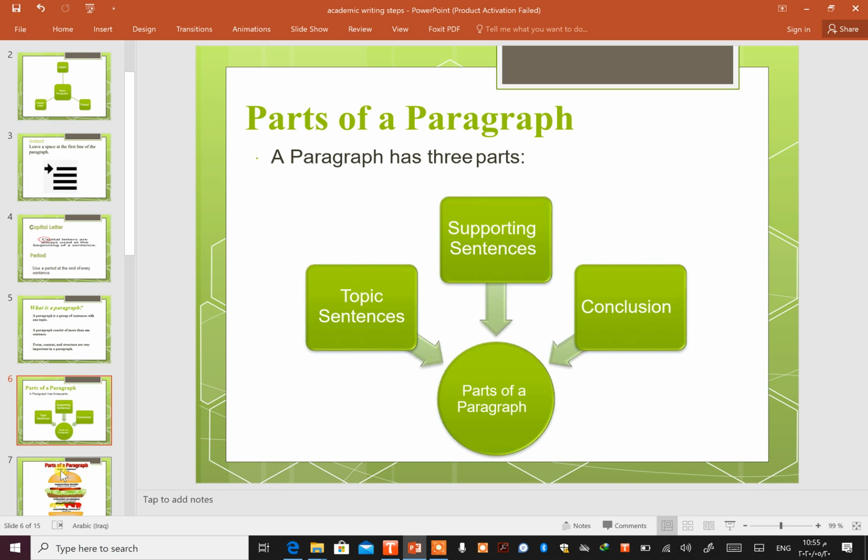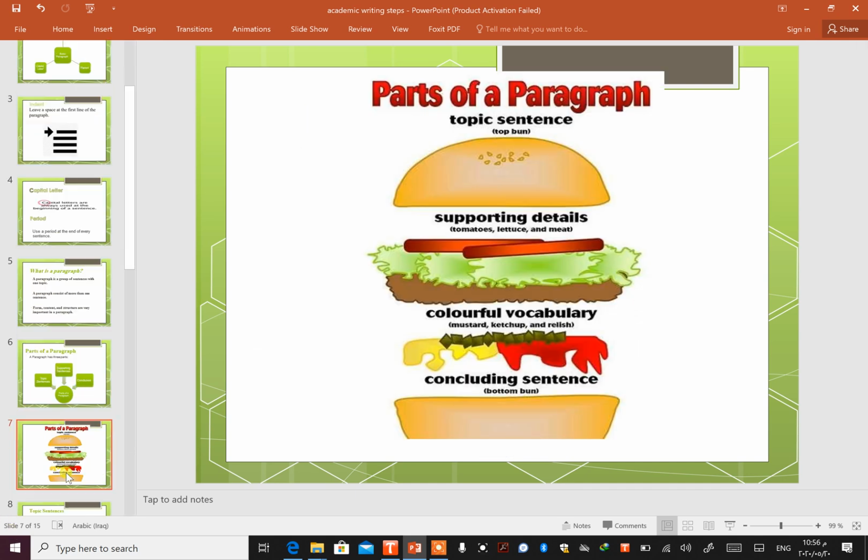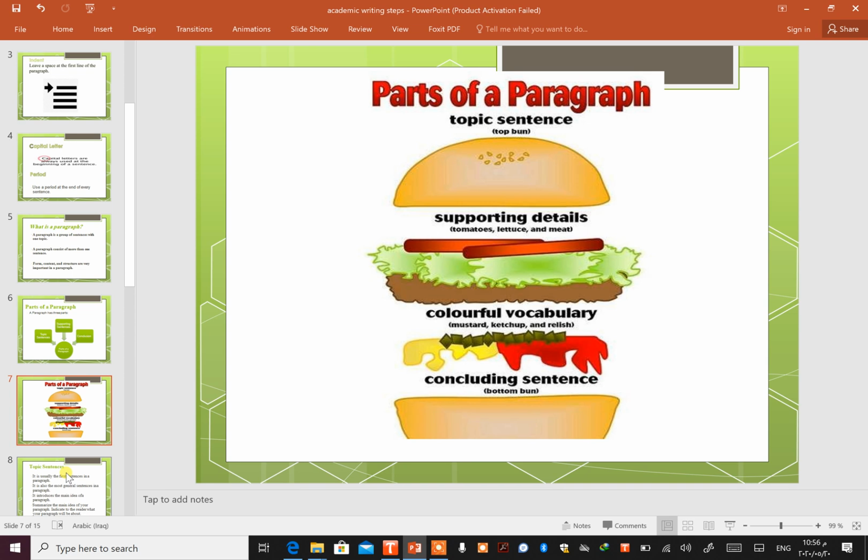Okay, so now let's talk about the parts of the paragraph. Of course, the paragraph should have 3 parts. Start with the topic sentence, which we call the introduction, and then we have the supporting sentences, and then we have the conclusion. So it looks like a sandwich. The topic sentence or introduction is like the bread at the beginning of the sandwich. We cannot put any topping or salad, because it's just the beginning.